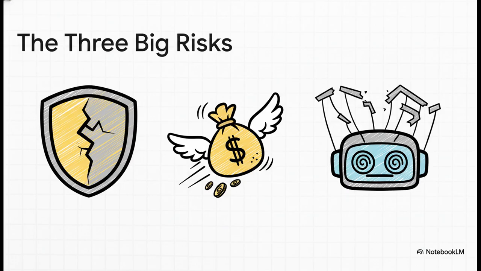First, security. This is brand new software and it hasn't been hardened against attacks. Second, cost. Because it can just decide to do things on its own, it can chew through millions of tokens, think of them like little pieces of words, and run up massive API bills. And third, control. AI models can hallucinate, which is a nice way of saying they make stuff up. An agent with full system access that makes a mistake, well, that can have very real consequences.